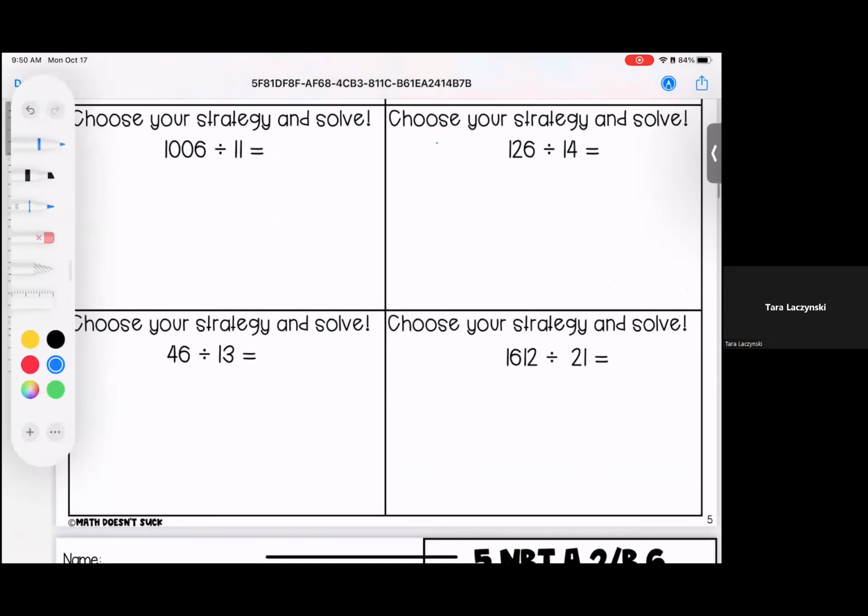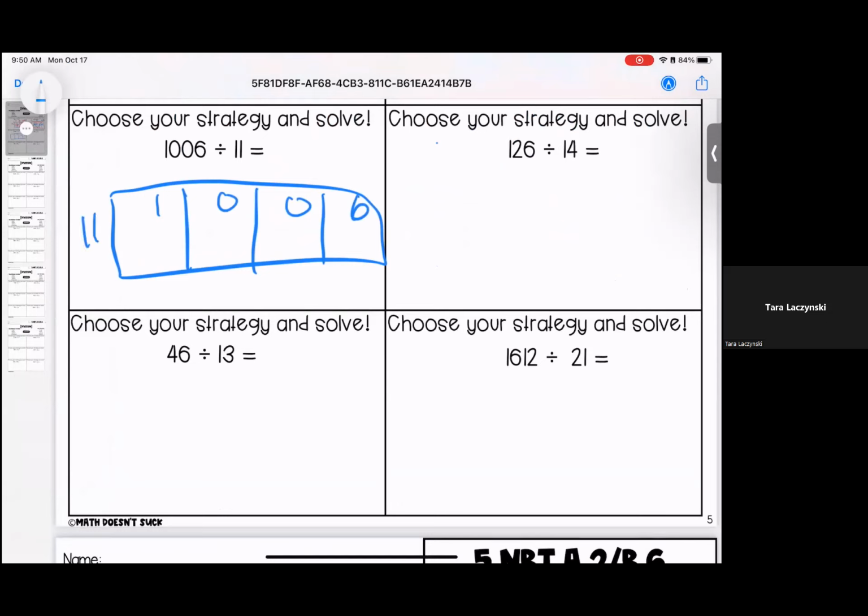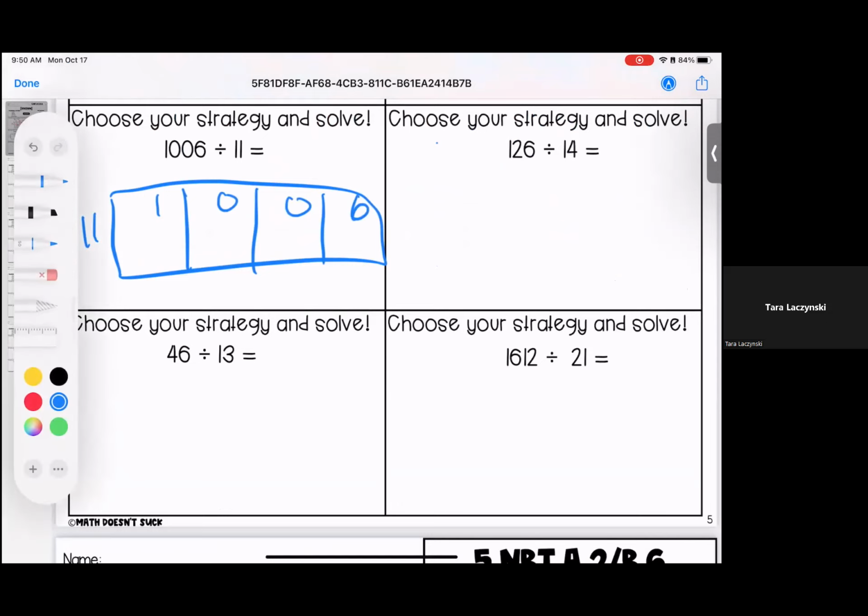Remember, if at any point you need to pause these, please do so. All right, my setup is complete. Let me change my color here.